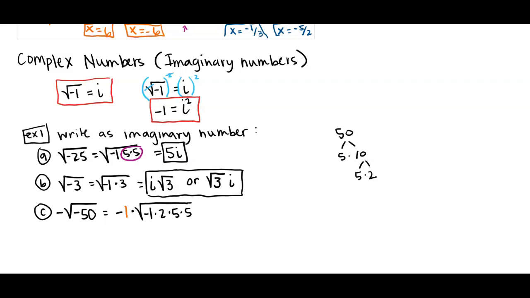And then I can see, all right, so my 5 gets to come out, right? And that square root of negative 1 also is going to come out as an I. So when I bring these out, I've got my negative 1 times, that 5 is coming out, square root of negative 1 is coming out as an I, and then 2 is still stuck inside. But when I simplify this all the way, I get negative 5I square root of 2.